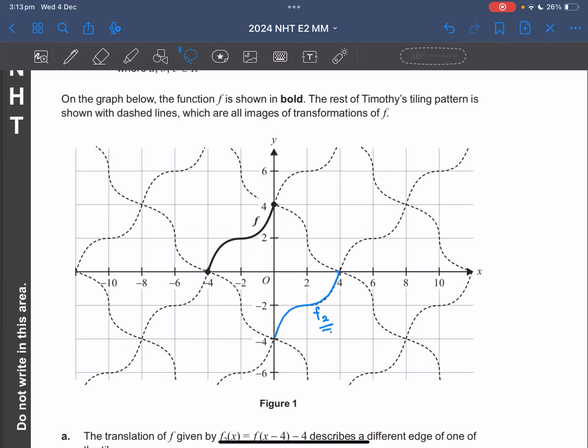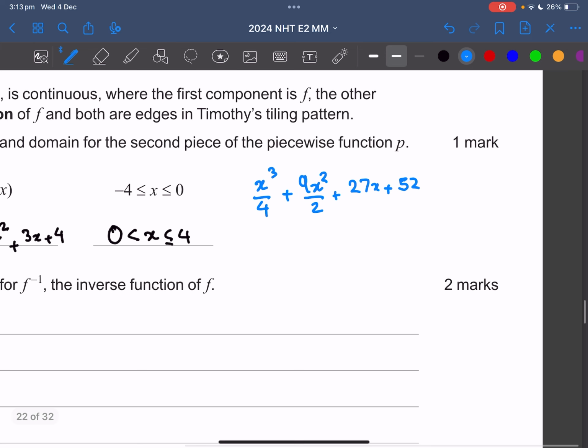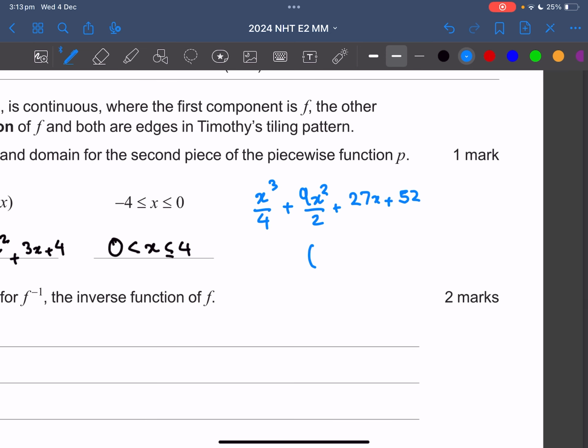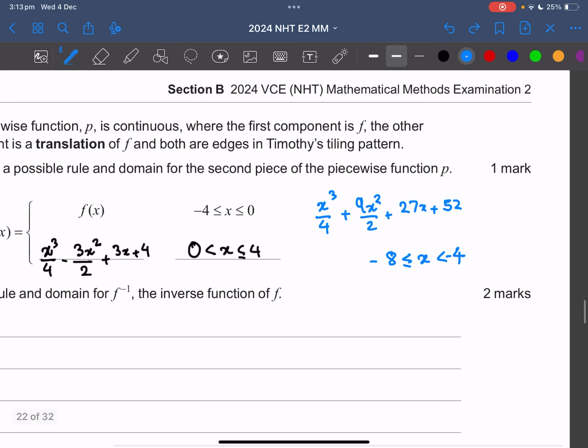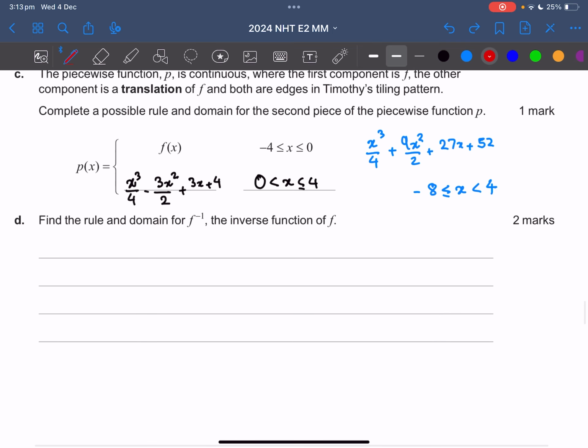Okay? So let us write that down. So our domain for this will be -8 including, x less than -4. And please do not include -4 again because it's already included in here, or else that will be wrong. So you can either write this one over here or this one over here with correct domain and correct rule. You will still be awarded full marks. Okay? So find the rule and the domain of f inverse, the inverse function of f.